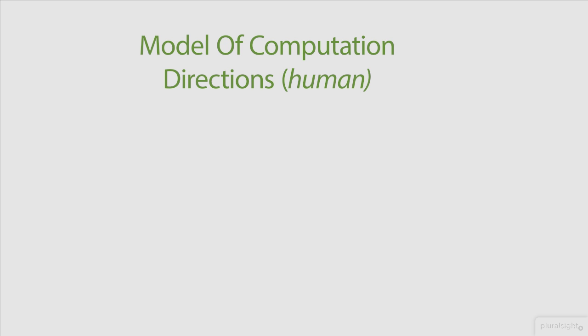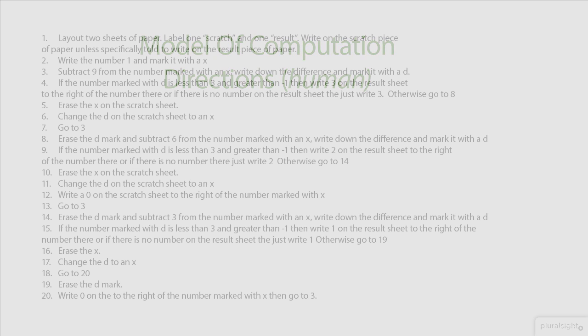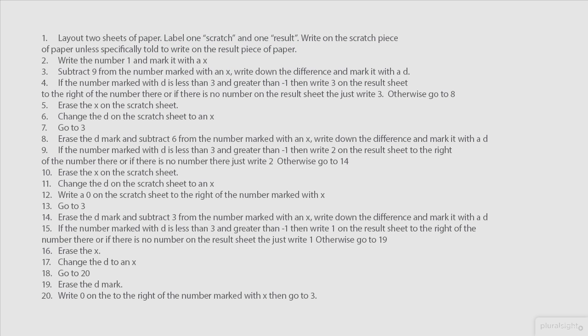Turing based his model of computation, that is, his automatic computing machine, on the directions a computer, the human kind, would use to compute numbers. Here is a made-up set of directions that could be used by a computer. Don't try to read them. The individual directions are not important for what we want to look at now.